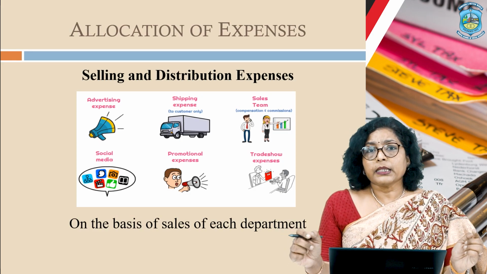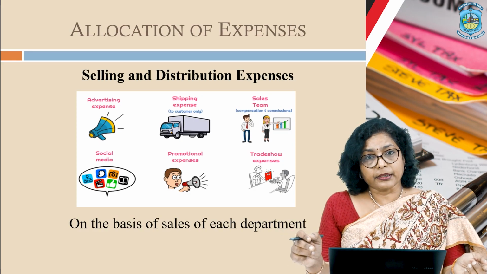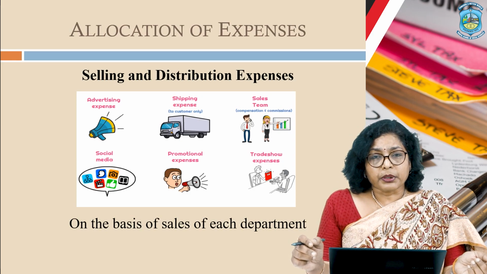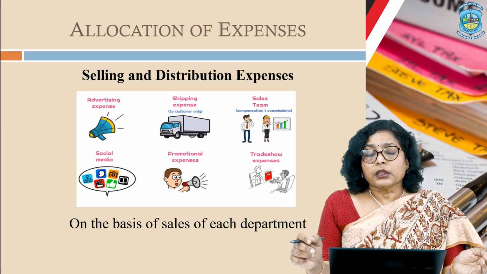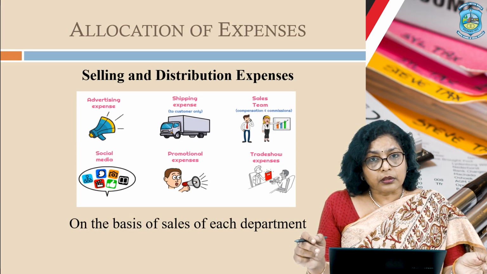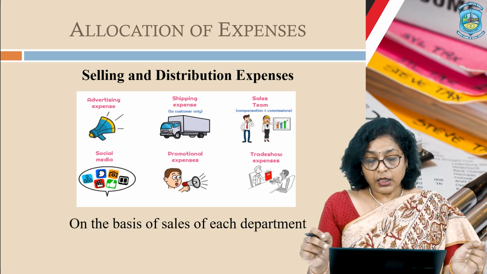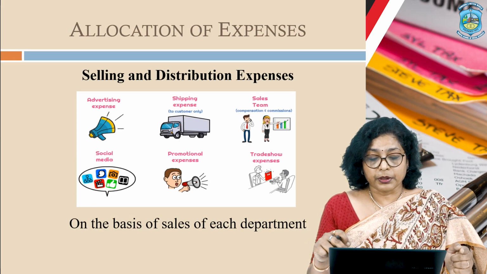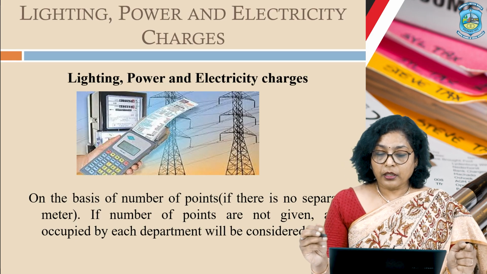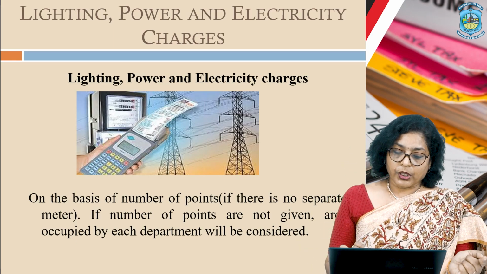The first one is selling and distribution expenses like advertisement, bad debts, discount allowed, salesman commission, salesman salary. So, the basis of allocation for these expenses will be the sales of each department. Lighting, power, electricity and charges.